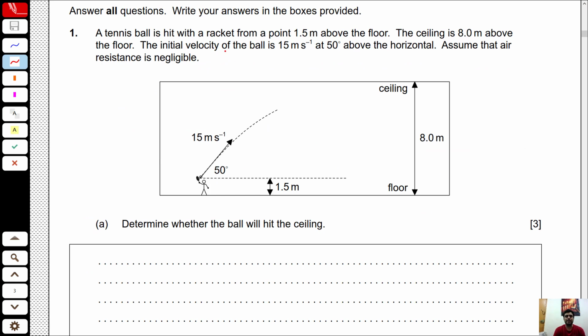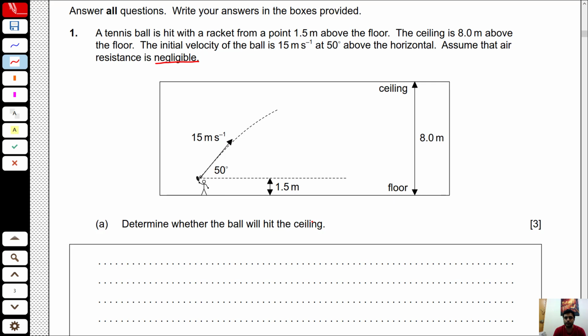A tennis ball is hit with a racket from a point 1.5 meter above the floor. Okay, so the height of the person is 1.5 meter above the floor. The ceiling is 8 meters above the floor. The initial velocity of the ball is 15 meters per second at 50 degrees above the horizontal surface. Assuming that air resistance is negligible, so there is no air resistance occurring here. Determine whether the ball will hit the ceiling.